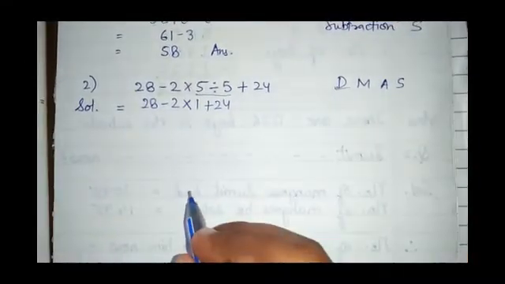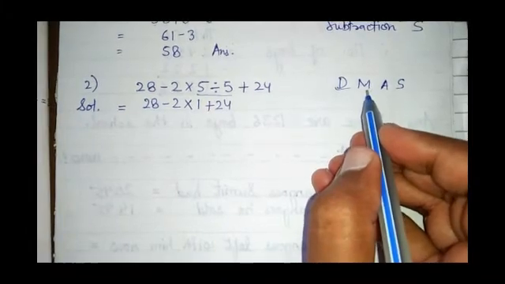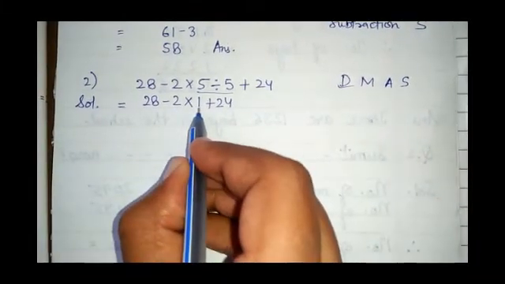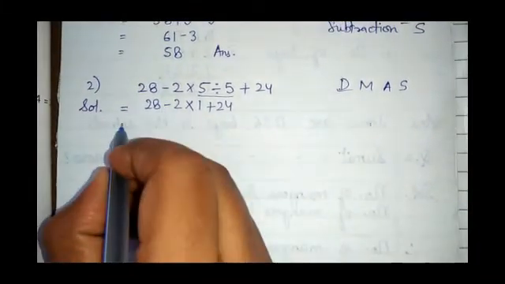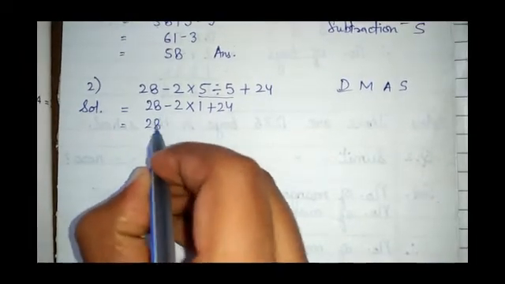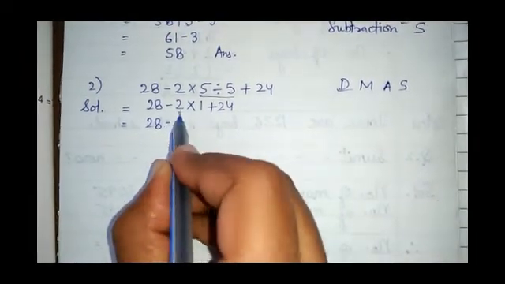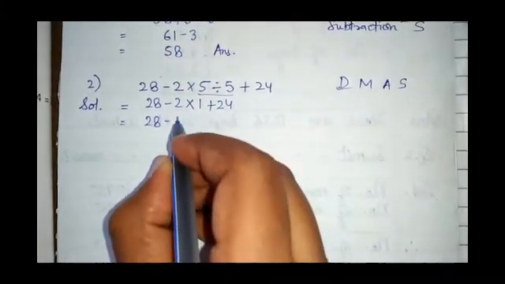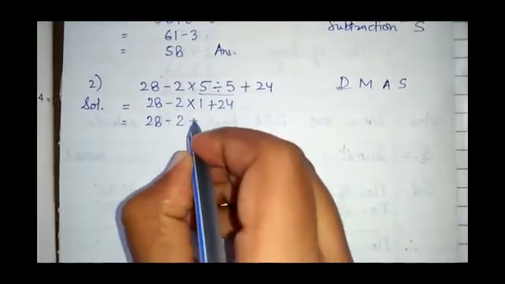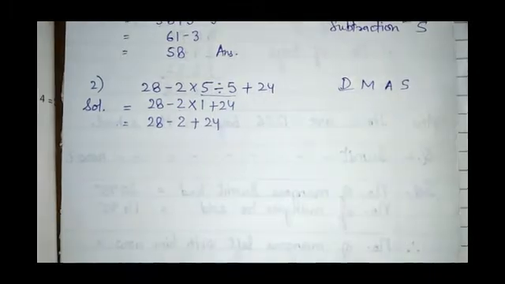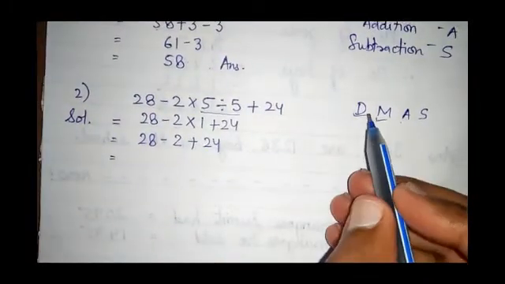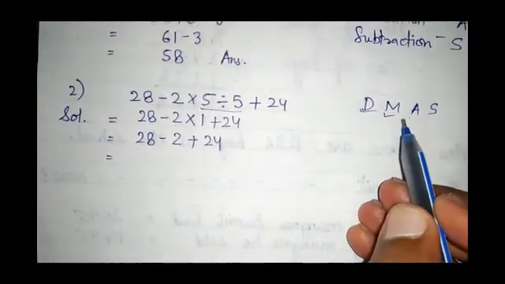Now division is done. Now is the turn of multiplication. So which two numbers have multiplication? 2 and 1. So what we'll do? 28 minus 2 into 1 will give you 2 again, plus 24 copied as it is. So children, multiplication is done. Now what we have to do?